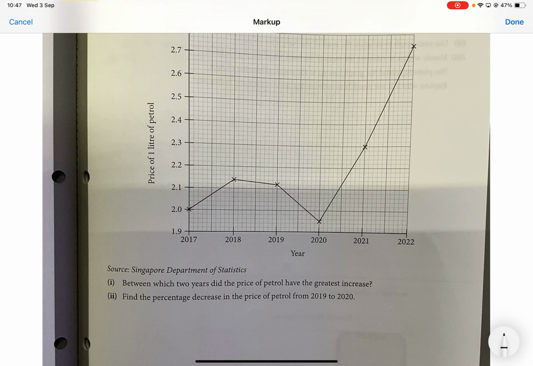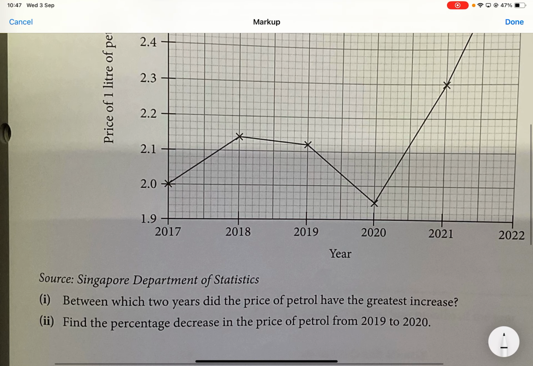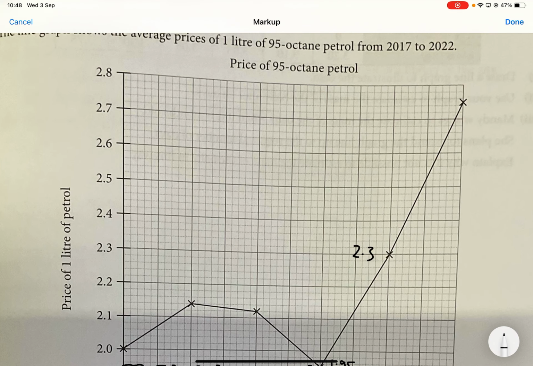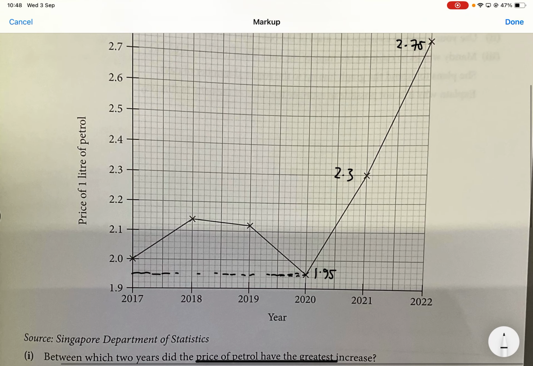2.3 minus 1.95. So you still must be able to read your graph. So how do we read? Also same. From the cross, if I read across half of a box, it is just nice in between 1.9 and 2. So here is 1.95. Here is 2.3. Then I can find the difference. Then for 2022, here is 2.75. Okay? Then we go and find the difference.